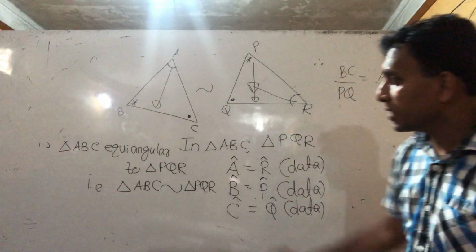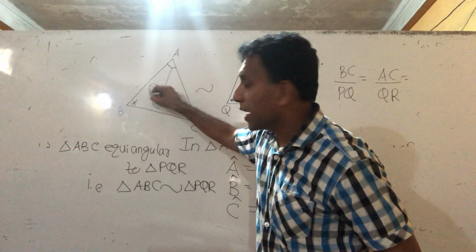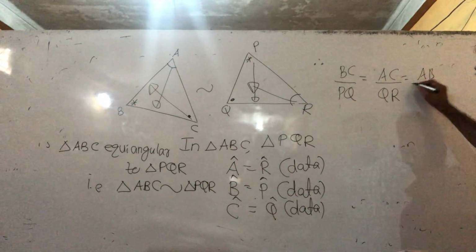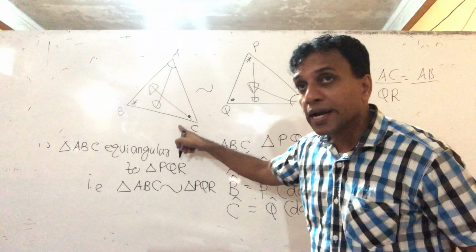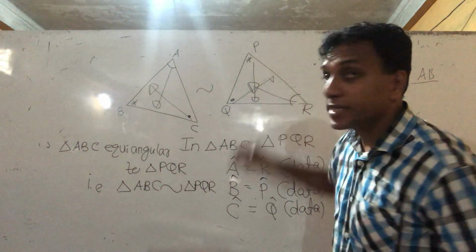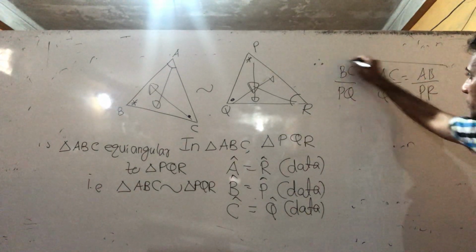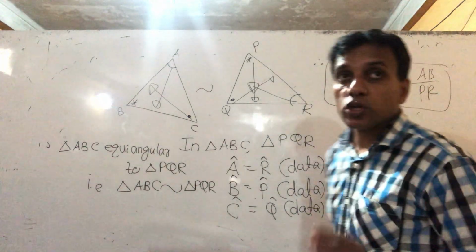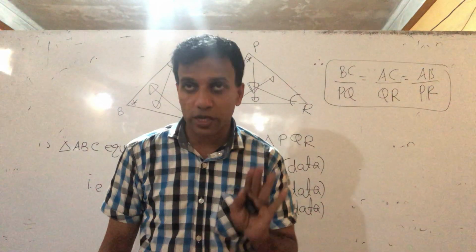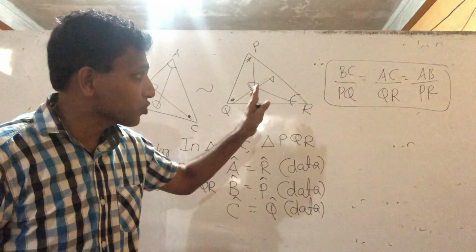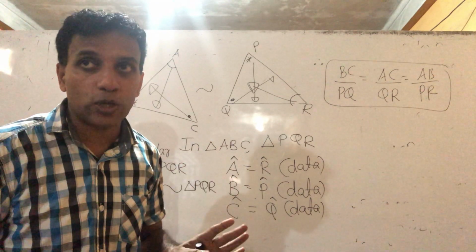Take this angle, opposite side is AB, over this angle equal to this, opposite side is PR. It's a very important result. This is the meaning of sides being proportional: corresponding sides are proportional if the triangles are equiangular.